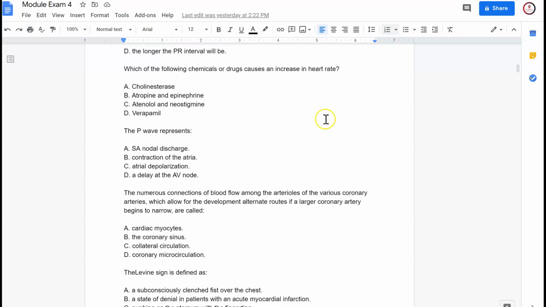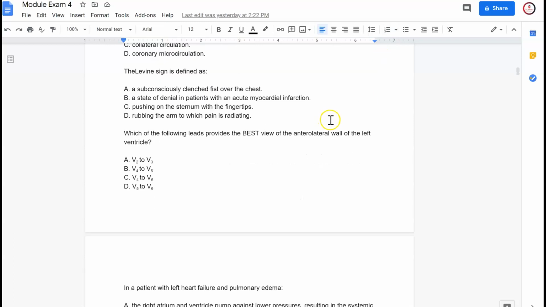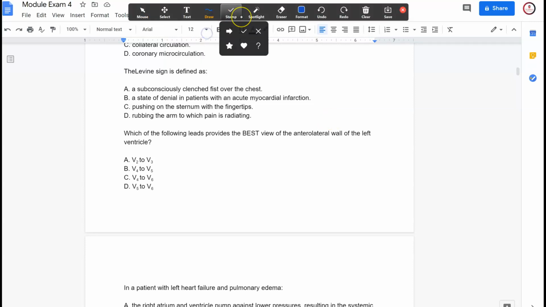Moving along. The Levine sign. We talked about that: the inadvertent clutching of the chest. There's your answer right there. It's not a state of denial. Pushing on the sternum with the fingertips? No, it's more of that clenched fist. Rubbing the arm to which the pain is radiating? No, that's not it either.